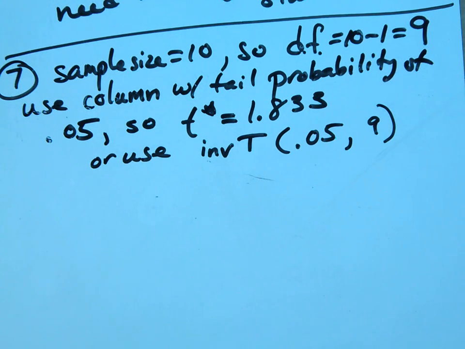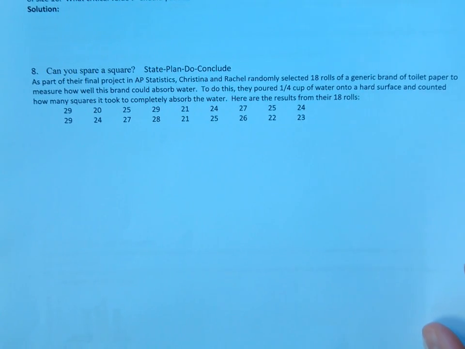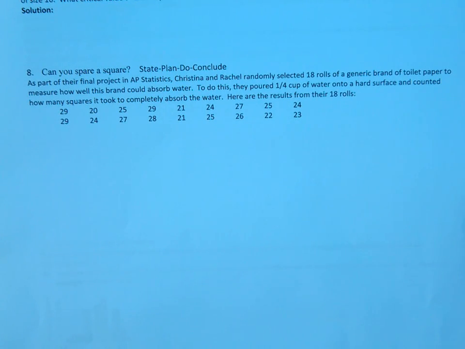And finally, number 8, can you spare a square? We're going to do a complete state, plan, do, conclude for a confidence interval. So here's 8, and I should have written in the question here. So maybe I'll do that on here.